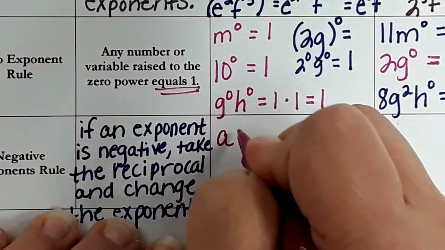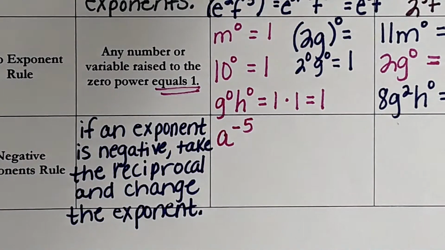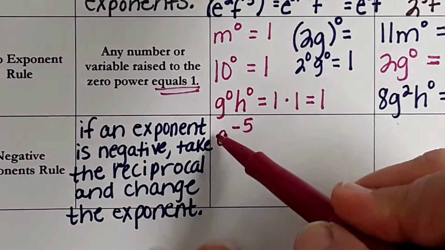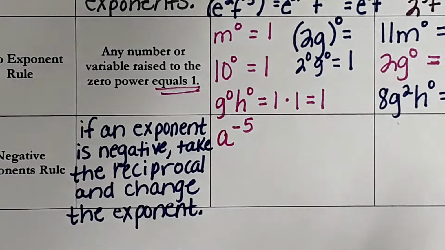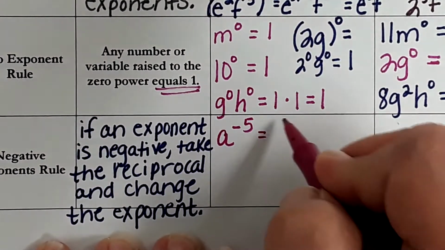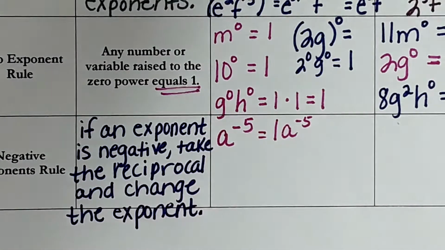Let's say you see a variable raised to the negative fifth. The first thing you need to know is to think about the coefficient. So what number is in front of A? If there's no number in front of A, it's 1. I want you to know that. So that's what that means.